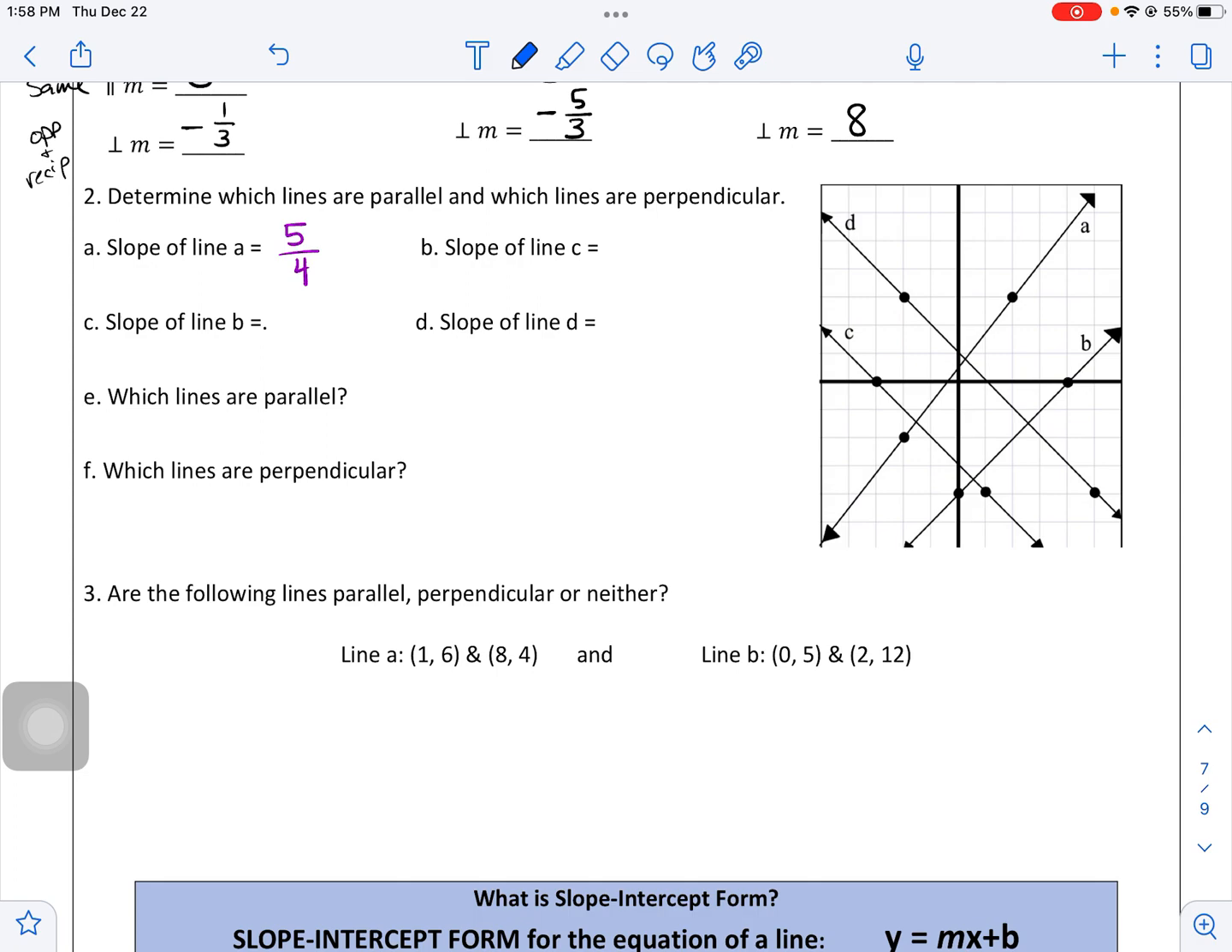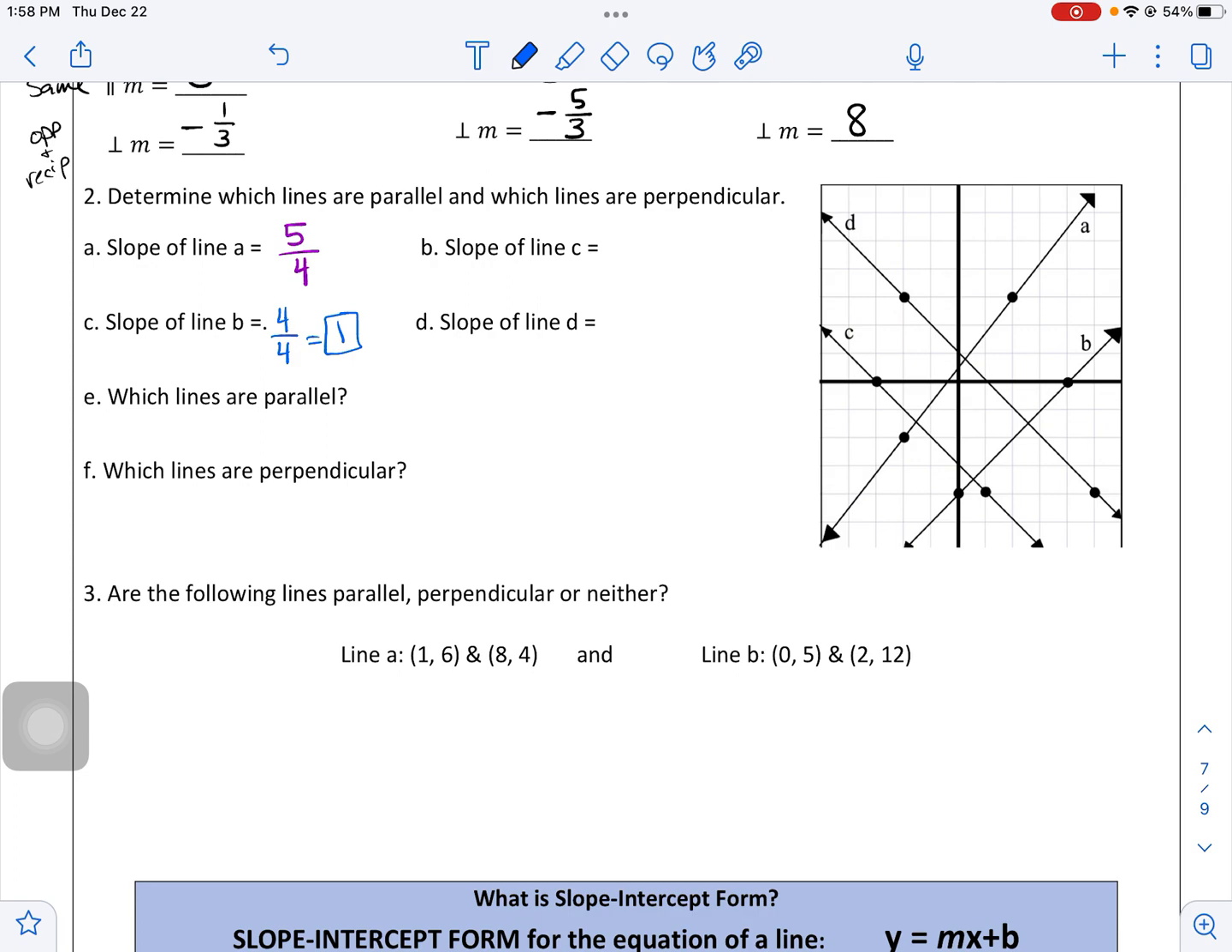Then for B, B is right here. It's a positive slope. Make sure your numbers are positive. So I'm going to rise over run. 1, 2, 3, 4. So I rise 4, I run 1, 2, 3, 4. So rise 4, run 4, always simplify, and it simplifies to 1. My slope here would be 1.